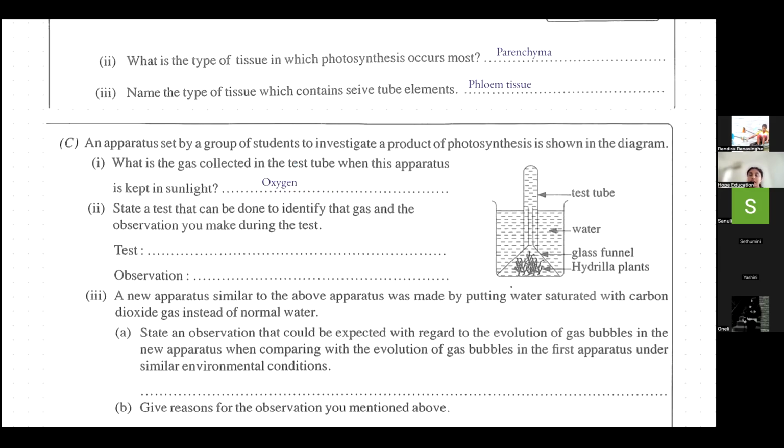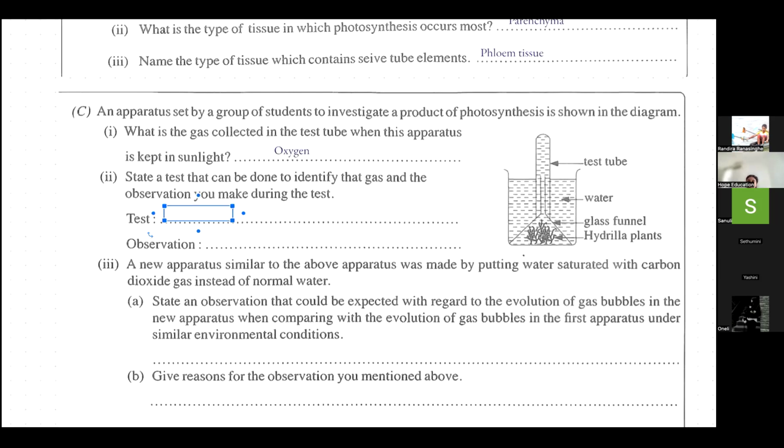State a test that can be done to identify that gas and the observation you make during the test. What is the test? Okay, Ashini, others? What is the test that you can do?